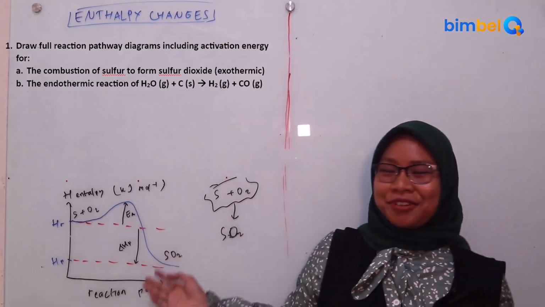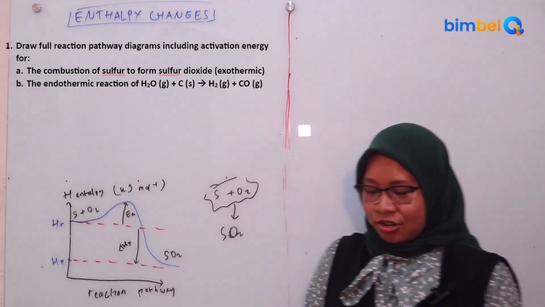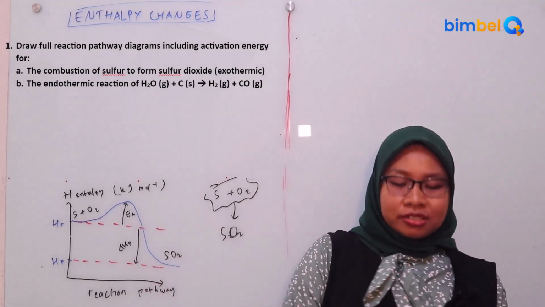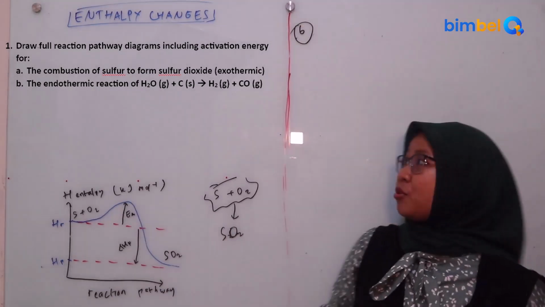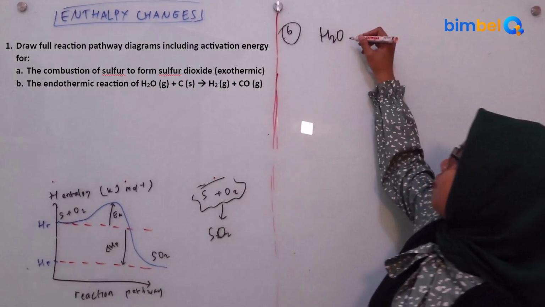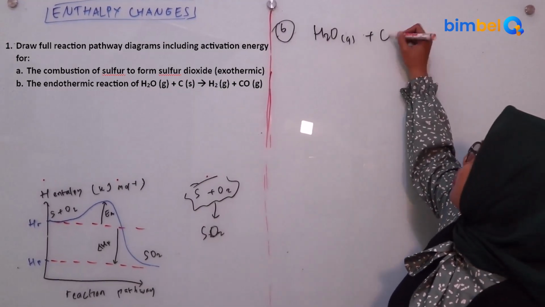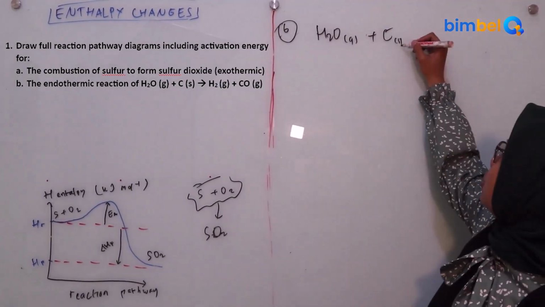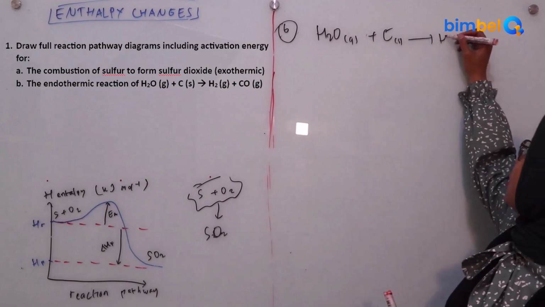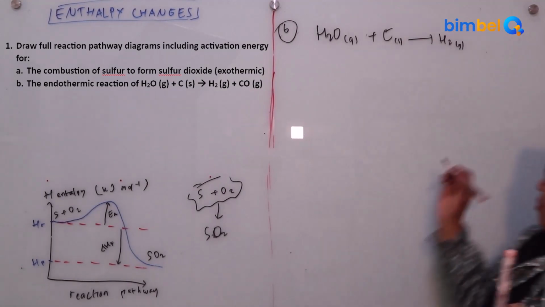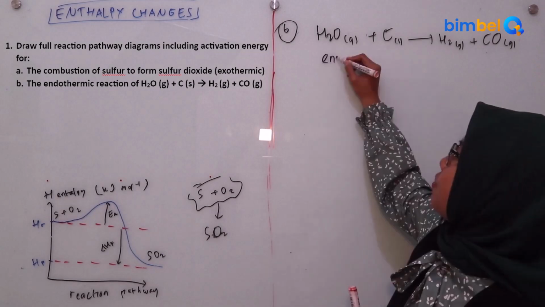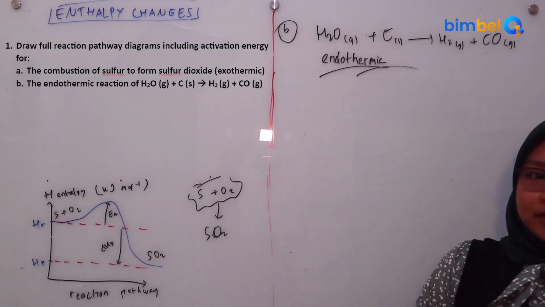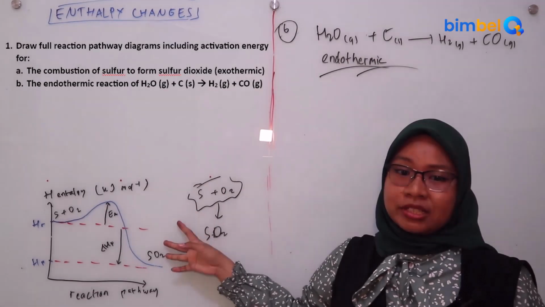So I think this is quite easy, right? It's similar to the example. So we can jump to the next question, question B. It's similar. In question B, we have to draw the endothermic reaction of water with graphite or carbon, in the solid phase, to form hydrogen and carbon monoxide. This reaction is endothermic, which means the diagram will be different from this one.